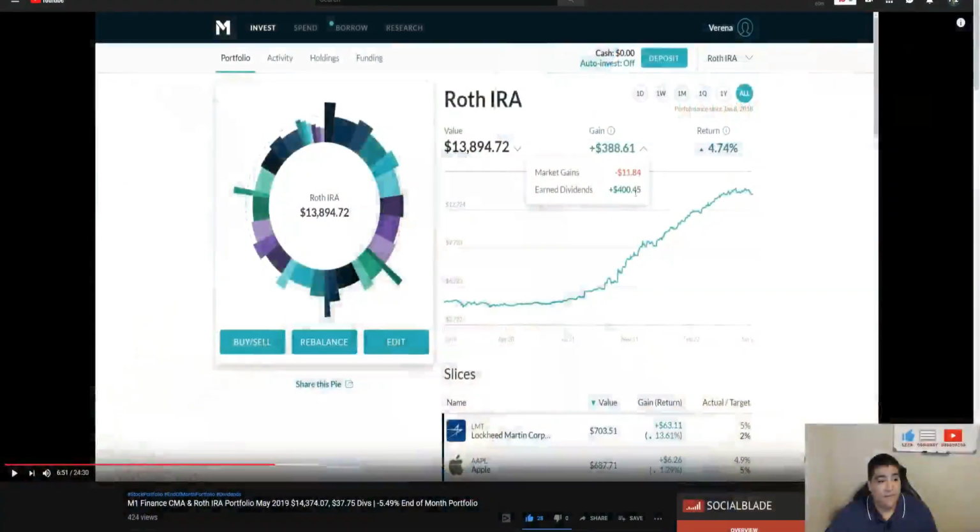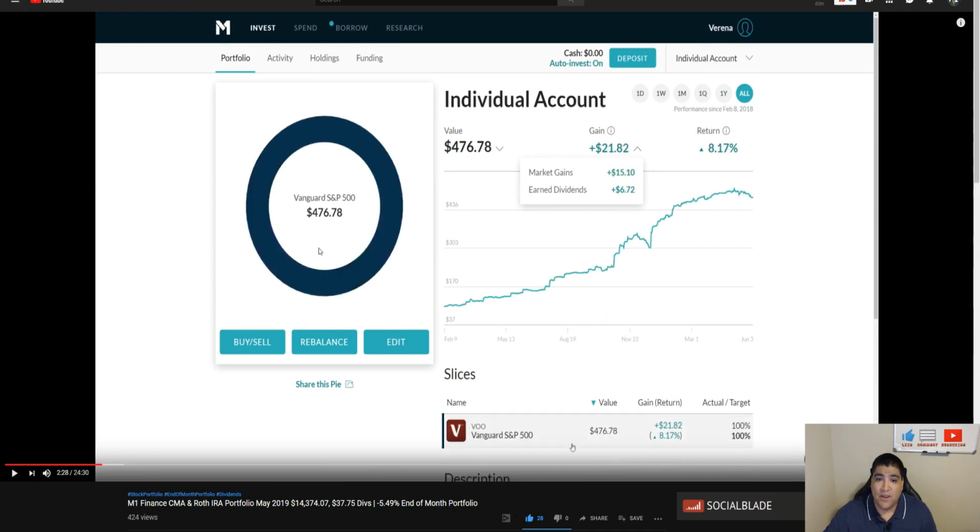So I'm going to go ahead and flip my screen around here, and we're going to start off by looking at last month's total equity. At the very end of May 2019, the equity between the taxable account and the Roth IRA was sitting at $14,374.07. We had made a total of $37.75 in dividends during the month of May, but our portfolio was down 5.49%. The portfolio lost a good chunk last month, down 5.49%.